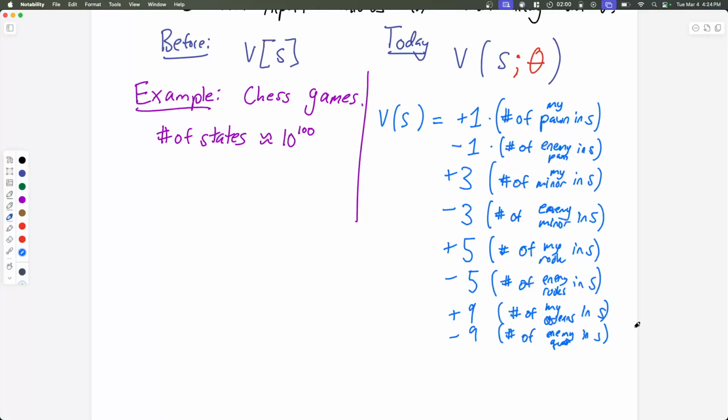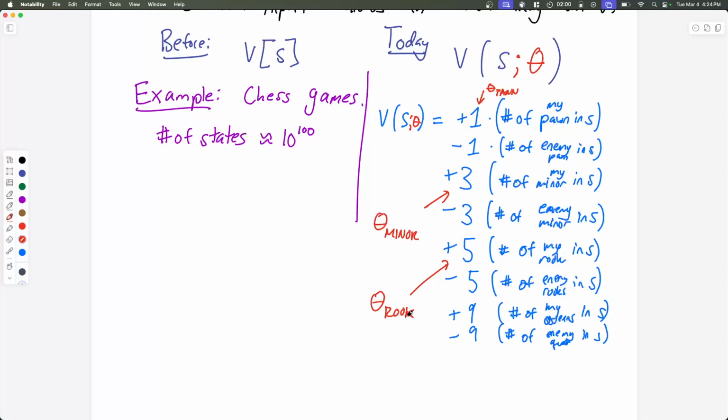In a more sophisticated version, you could replace these numbers 1, 3, 5, and 9. They could be the parameters. We could say theta, and we could replace 1 with theta sub pawn, which is how much a pawn is worth. And 3 could be theta sub minor piece, for knights and bishops. And this is the rooks, theta sub rook.